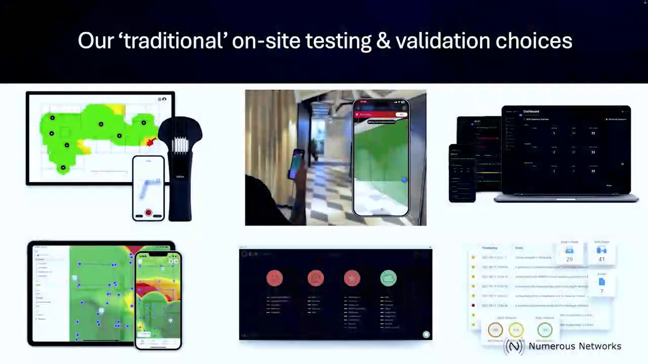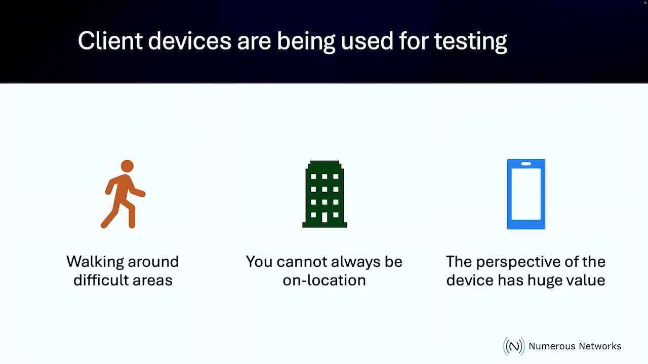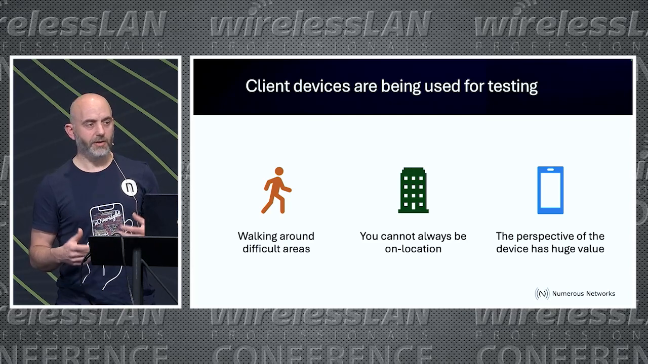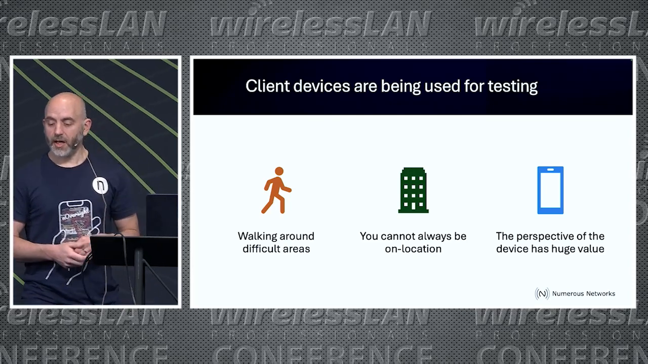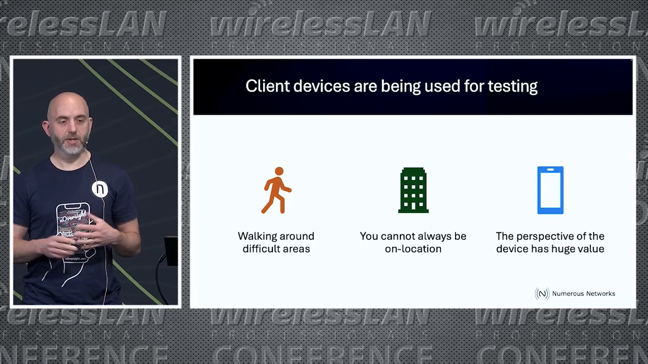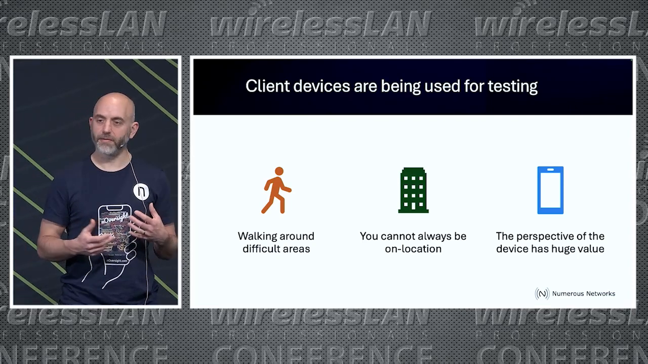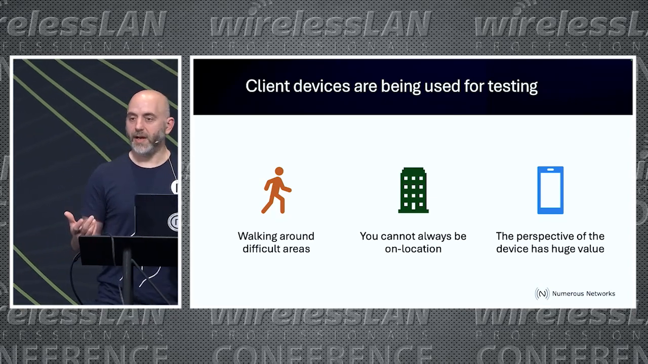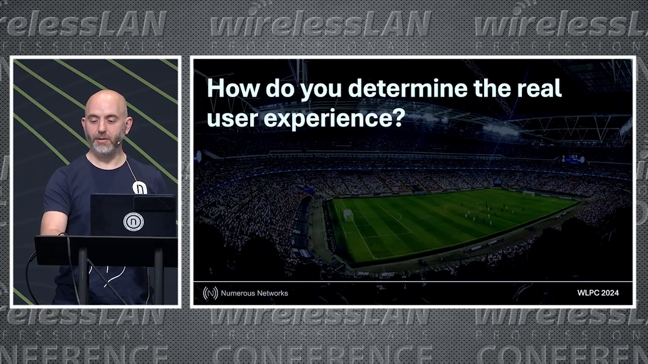So, we know how to validate Wi-Fi using traditional tools, and none of these should ever go away, right? We need to use these tools always, right? They're common things, but there are times when you can't, or maybe shouldn't. If you're walking in difficult areas, and we'll come to that, if you are not on location, you have customers in certain places, or if you just need to know the perspective of the device because you're troubleshooting something, and you cannot find it out from any other way, then really using a client is the way to do this, because it'll give you all that information, right?